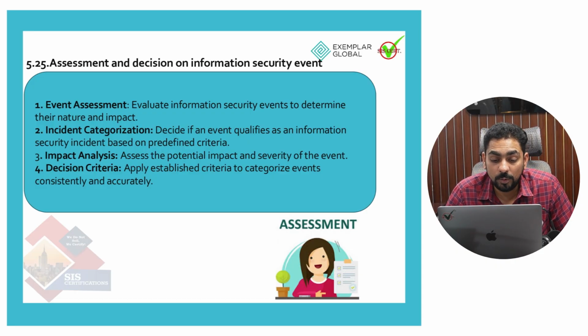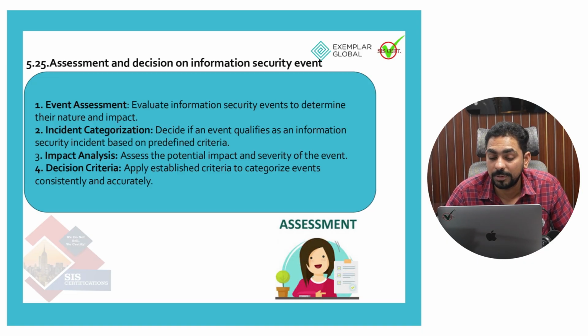Event assessment: evaluate information security events to determine their nature and impact. That of course will be done when the event arises, and you map it with the risk and the impact it is going to have on CIA. Any event that happens needs to have a proper event assessment done. Incident categorization: decide if an event qualifies as an information security incident based on predefined criteria. As mentioned, you need to see what the level is, what is the high risk, what is the risk criteria that you have defined for event management. Decision criteria: apply established criteria to categorize events consistently and accurately.